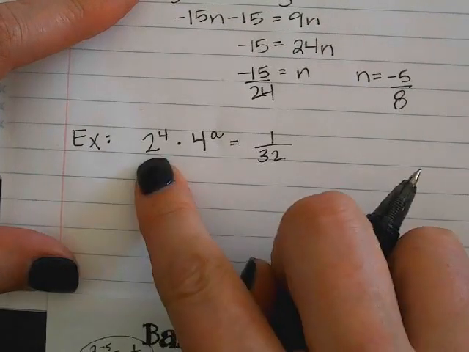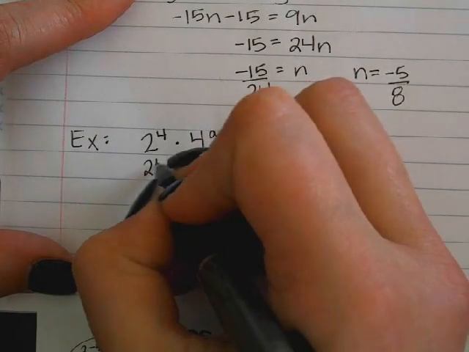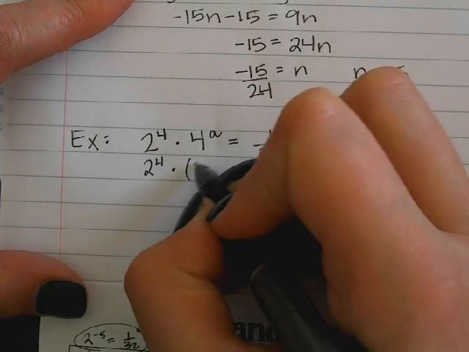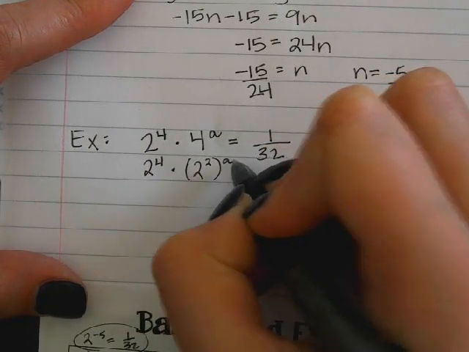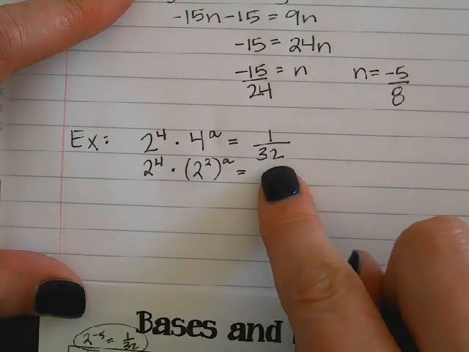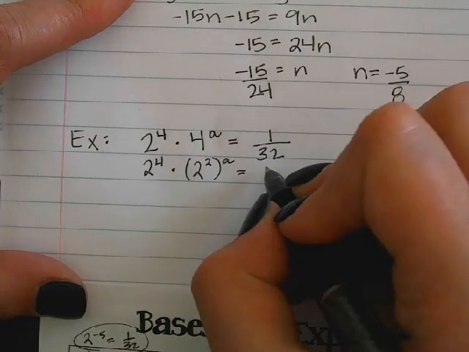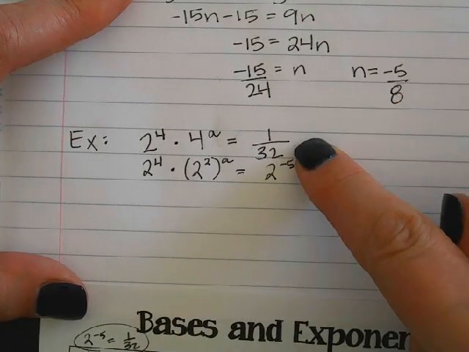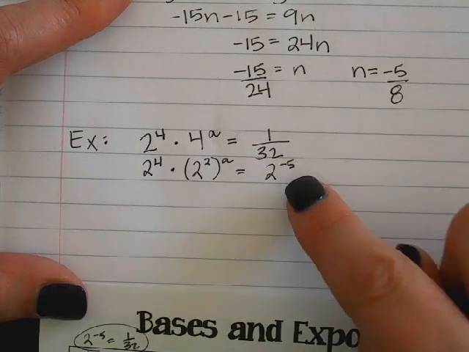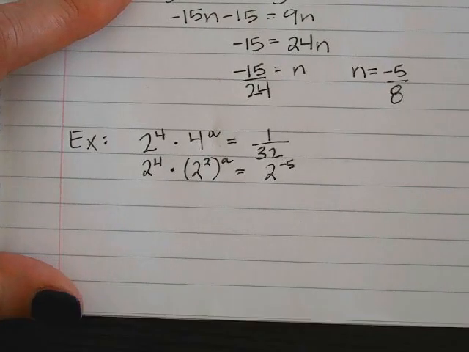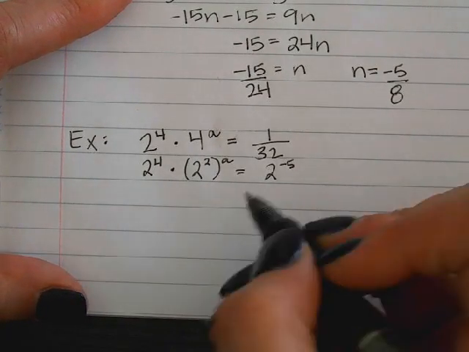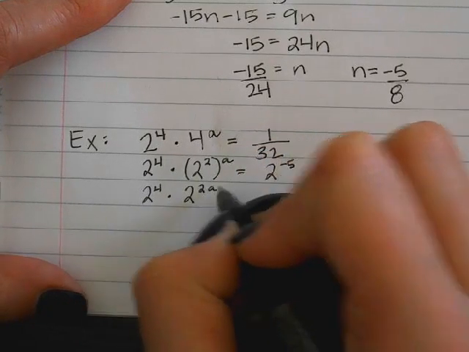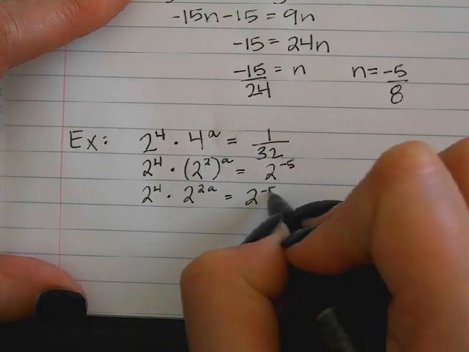So the base of 2 is going to stay, because we were in the 2's column, but 4 is going to have to change. It's going to have to change to 2 to the second. And then 1 over 32 needs to change to 2 to the negative fifth. And since that 1 over 32 doesn't have an exponent on it, I don't really need those parentheses around it. All right, so I have 2 to the 4, 2 to the 2a equals 2 to the negative fifth.